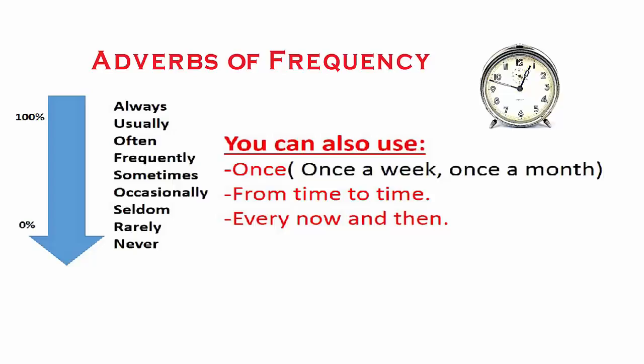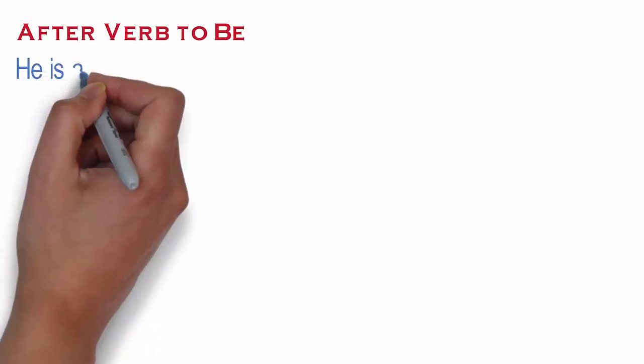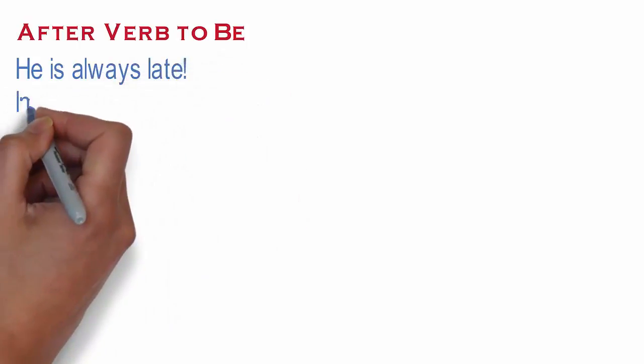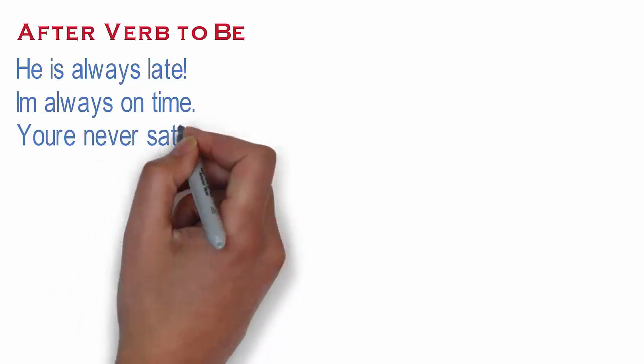Okay, how can we use adverbs of frequency? Where should we put them in the sentence? We have two places. First, with verb to be. For example, he is always late. I am always on time. You are never satisfied. As you can see, he is always, I am always, you're never. We use adverbs of frequency after verb to be. So, is usually, is sometimes, is often, is never. You don't say usually is or sometimes is, okay?